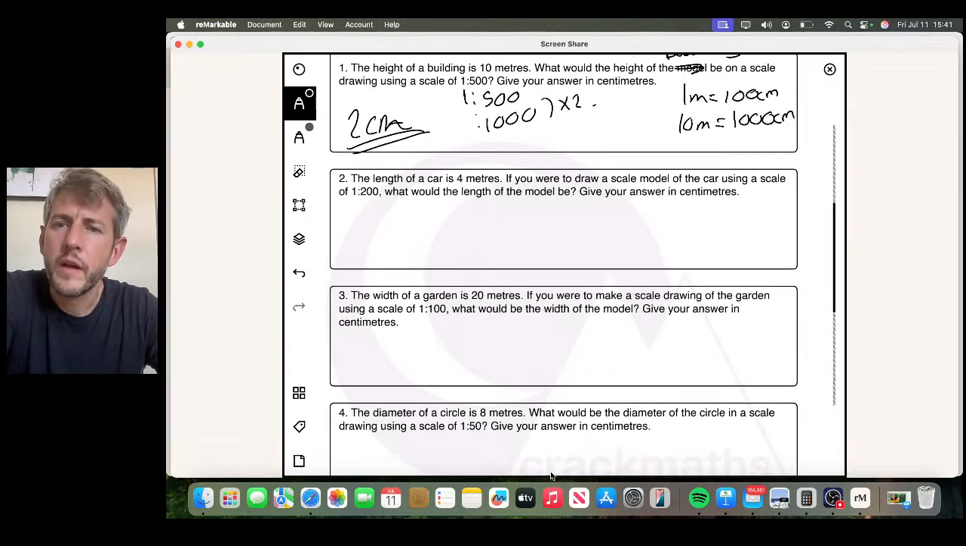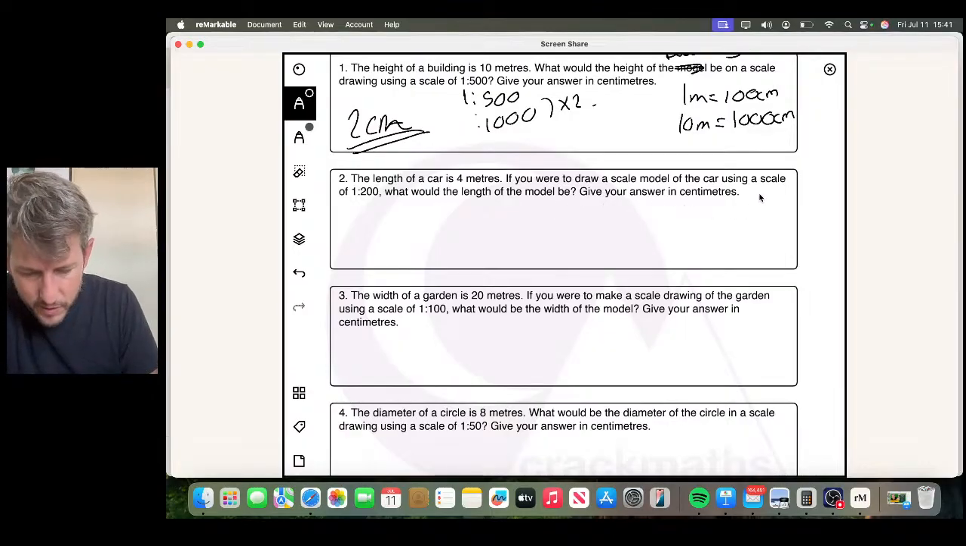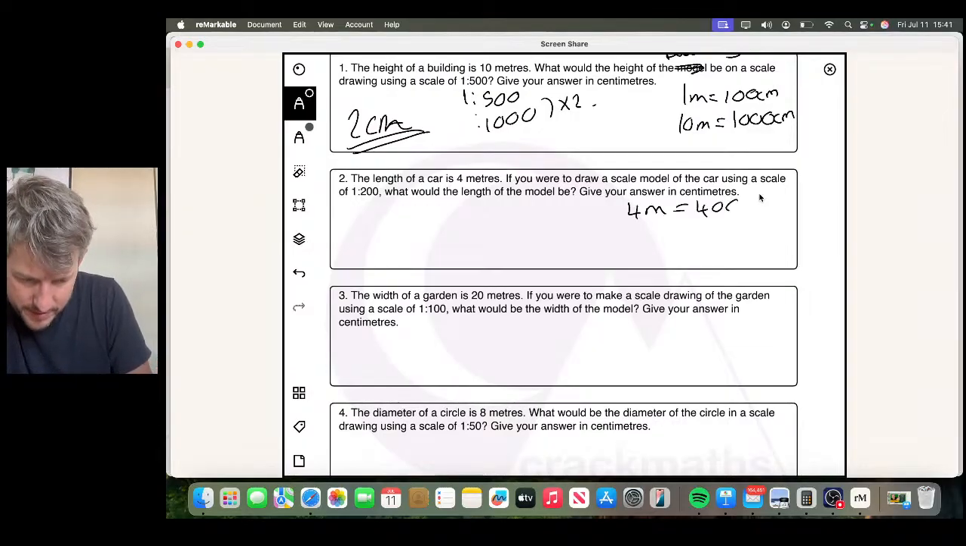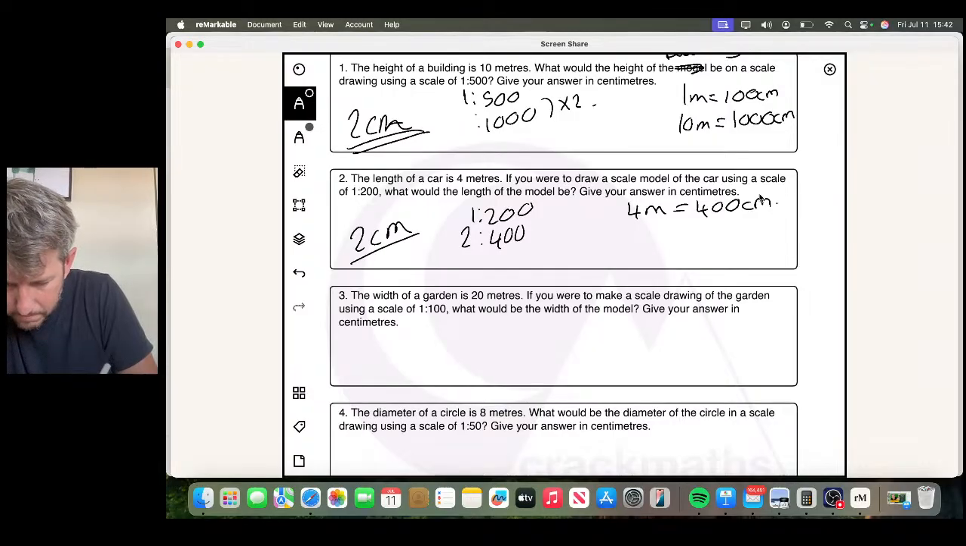Okay. If the length of a car is 4 metres, and you were to draw a scale model of the car using a scale of 1 to 200, what would the length of the model be? Give your answer in centimetres. Okay, so 4 metres equals 400 centimetres. The scale is 1 to 200, so we need this to be 400. That's just 2 lots of the scale. So it would be 2 centimetres.